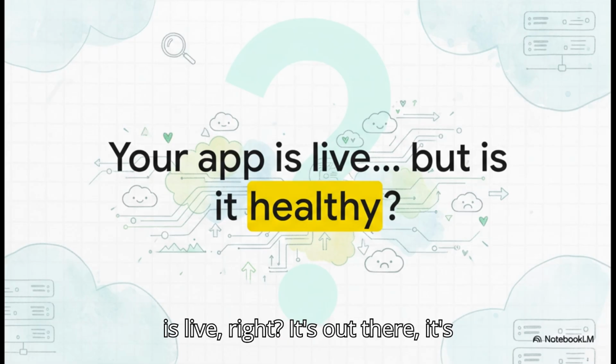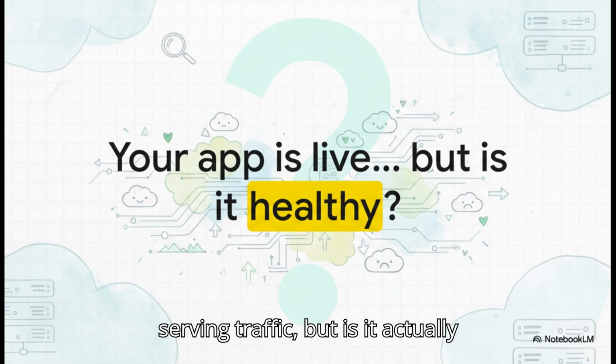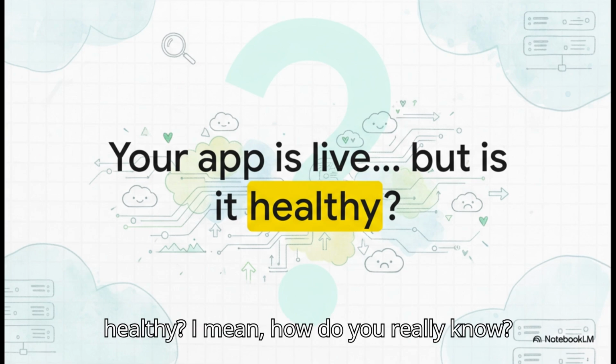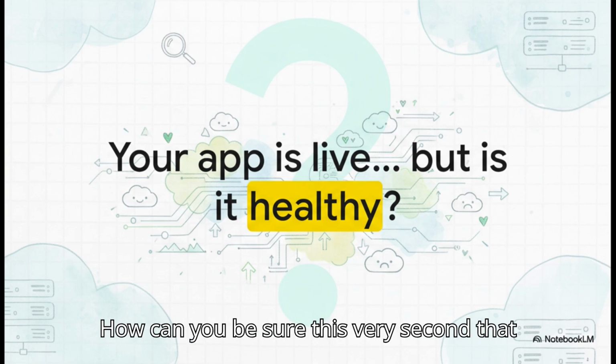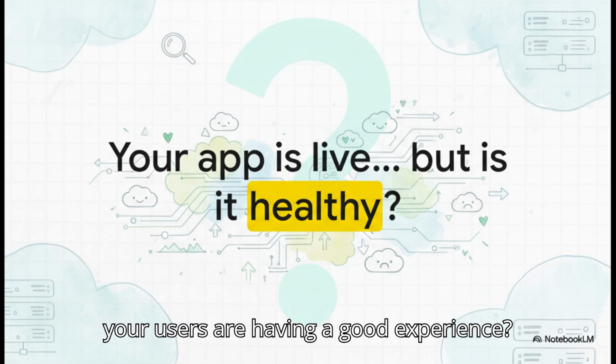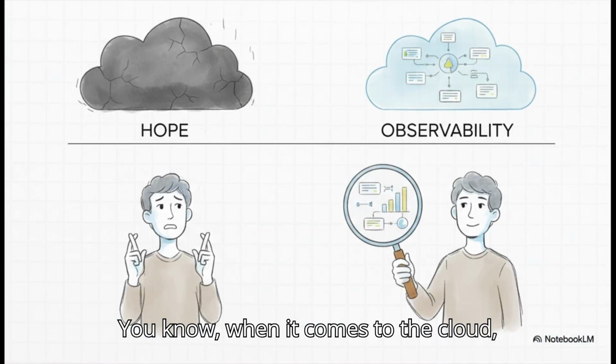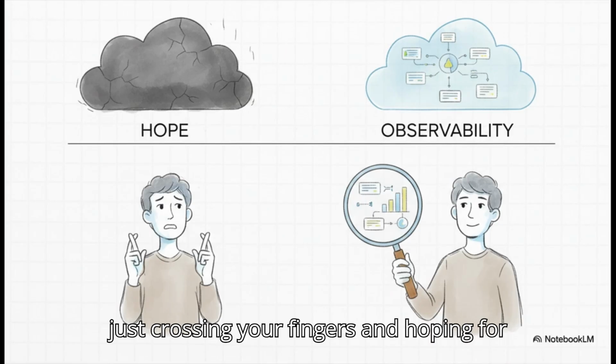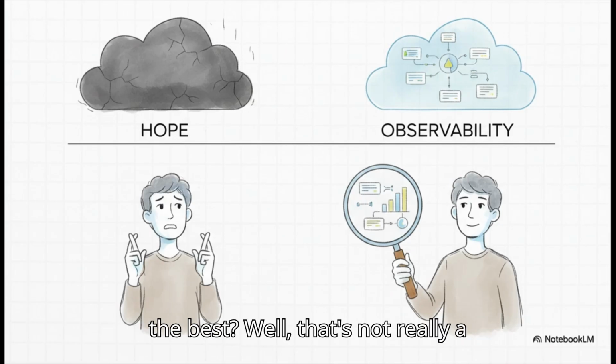Okay, so let's just start with the one question that keeps every engineer up at night. Your app is live, right? It's out there, it's serving traffic. But is it actually healthy? I mean, how do you really know? How can you be sure this very second that your users are having a good experience? You know, when it comes to the cloud, just crossing your fingers and hoping for the best, well, that's not really a strategy, is it?